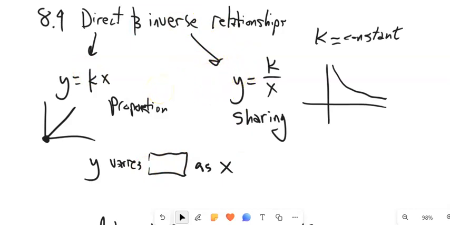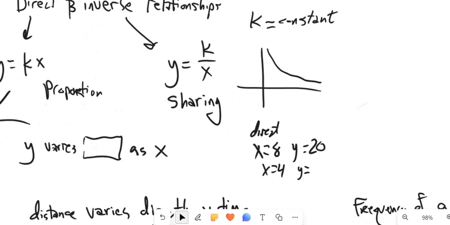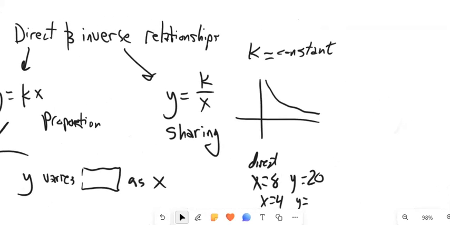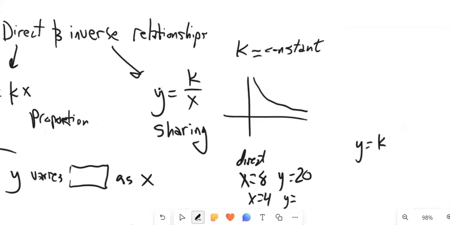So let's say that I said y varied directly as x, and I said when x is 8, y is 20. And then I might ask, when x is 4, what would y be? Well, let's take a look. You might be able to answer this just by thinking about it. But if it varies directly, my model is y equals k times x. So I want to use this information right here to figure out what k is. Then I'll have an equation that models it. So let me plug in those values.